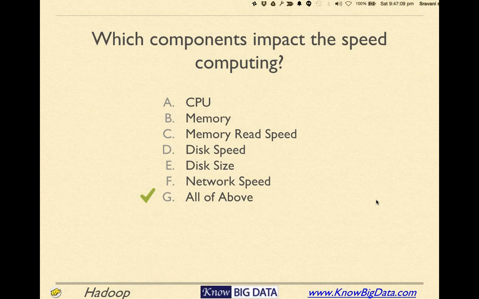So out of this, CPU is probably the last priority. Nobody has got a problem where CPU got 100%. But there are situations, specifically when you are dealing with variety and velocity, where you deal with CPU.